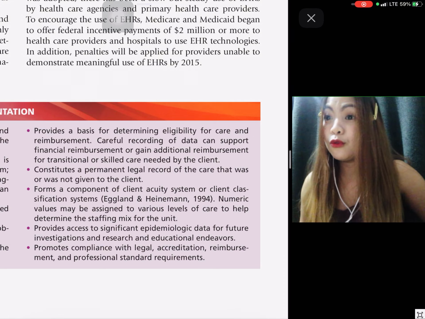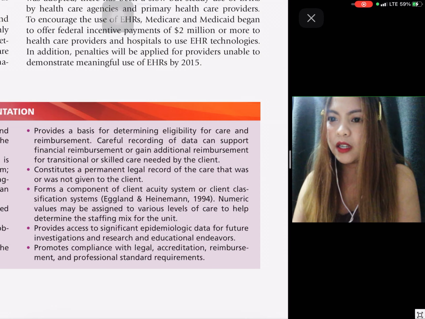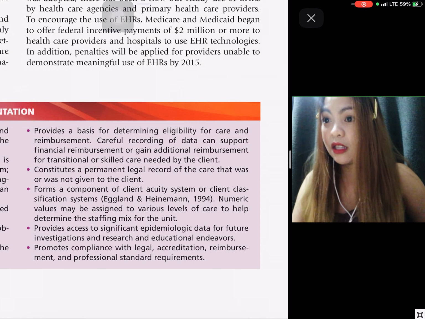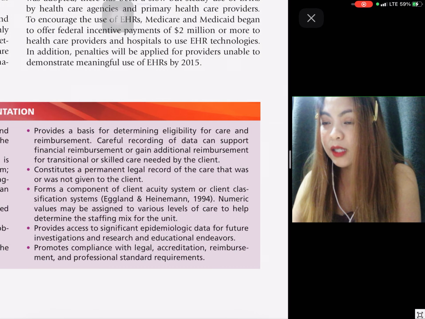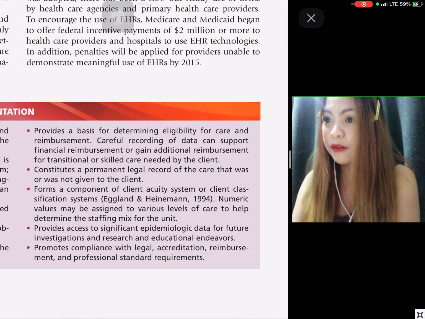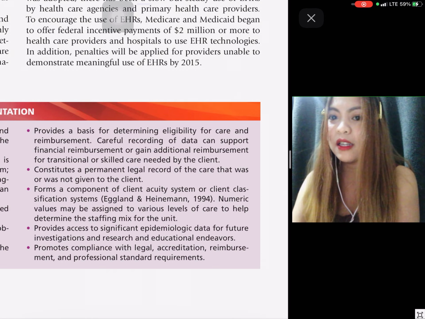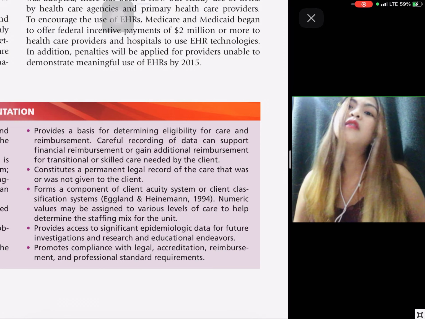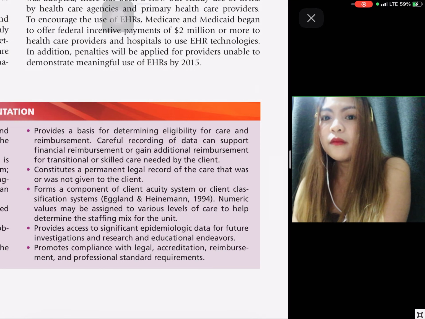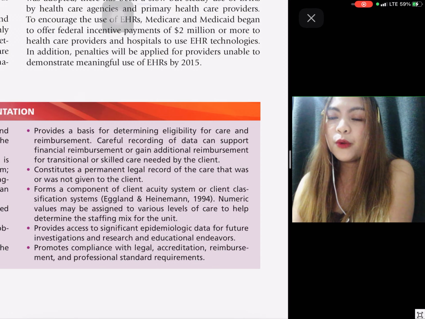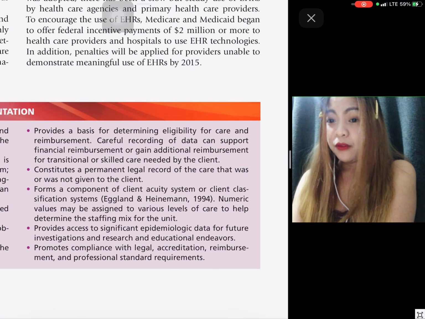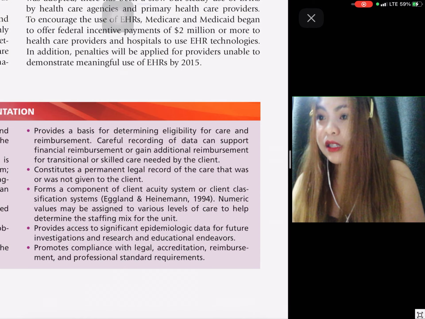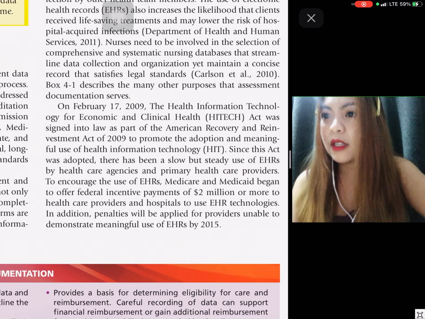It provides access to significant epidemiologic data for future investigation and research and educational endeavors. So, pwede din gamitin yung mga na-assess natin, yung mga assessment data for future purposes, like for future research, education, investigation, yan. So, napaka-importante. And also, it promotes compliance with legal accreditation, reimbursement, and professional standard requirements. Just like what we have tackled. Okay, so yan na yung mga reason.